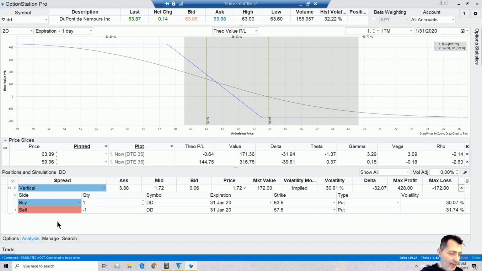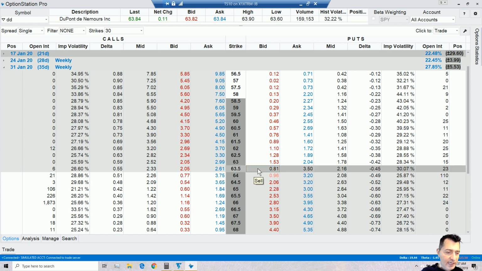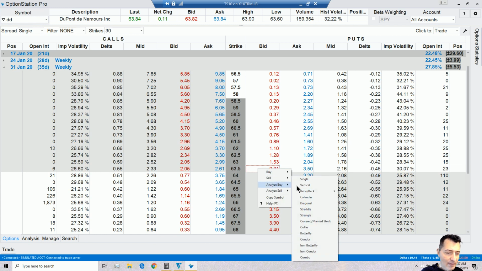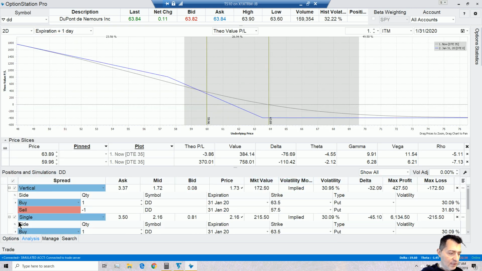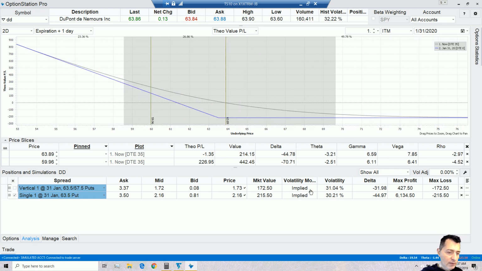Now, of course, I need to check the difference between doing the spread using the 63.5 and 57 put, which is what I just did, compared to only using the 63.5 put if I was to analyze and buy just a single put. Notice I am comparing 63.5 and 57 compared to 63.5. What this would do is cost me 216 instead of 172, okay? Now 216 would give me 44 delta.